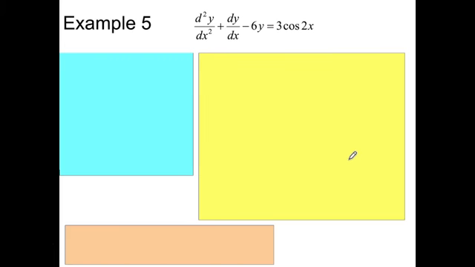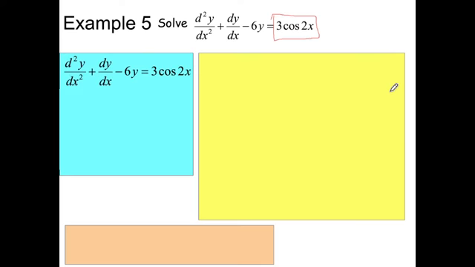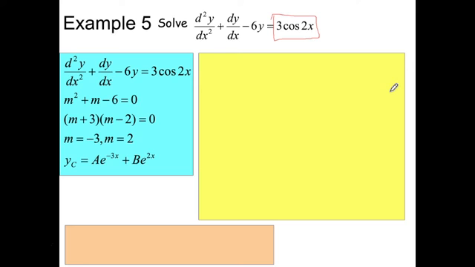Last example. In this case, the only difference is that f of x is changing. So the procedure will be exactly the same. We write down our auxiliary equation, m squared plus m minus 6 equals 0. And then we solve our auxiliary equation. We get m as negative 3 and 2. So our complementary function is A e raised to the power negative 3x plus B e raised to the power 2x.